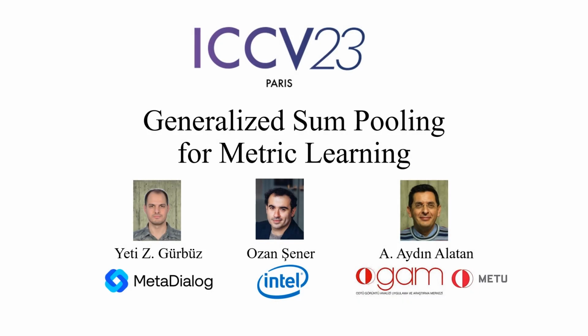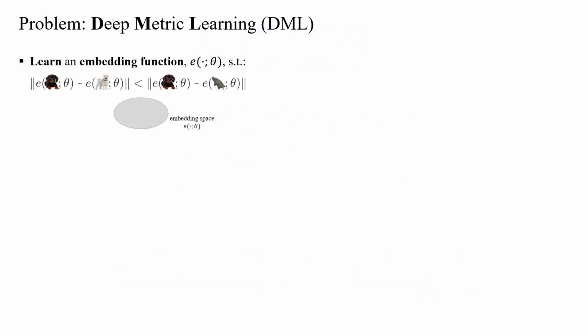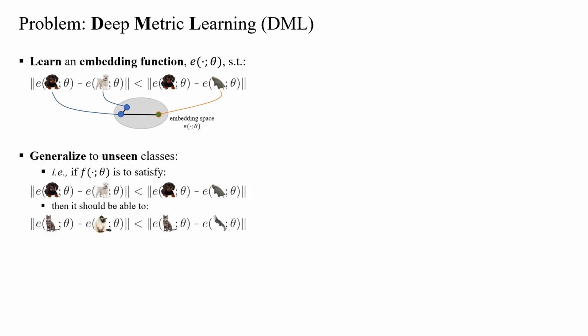I'm here to present Generalized Sampling for Metric Learning, our collaborative work with Ozan Şener and Aydın Alatan. In deep metric learning, we aim to train an embedding function that brings similar samples closer together in the embedding space while pushing dissimilar ones farther apart. An essential goal is to make sure that this learned behavior generalizes to unseen classes.